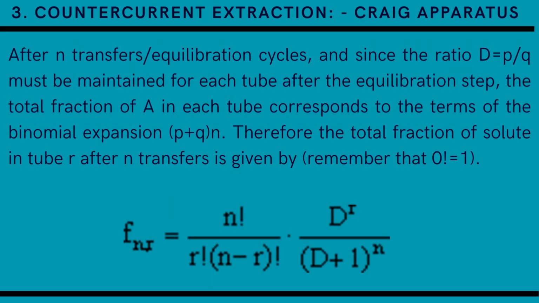Finally, we'll see the formula for determination of fraction of solute after n number of transfers, cycles, and since the ratio D equals P by Q must be maintained for each tube after the equilibration step, the total fraction of solute in each tube R corresponds to the terms of the binomial expansion, (P plus Q) to the power n. Therefore, the total fraction of solute in tube R after n transfers is equal to n factorial by R factorial into (n minus R) factorial, multiplied by D to power R by (D plus 1) to power n.